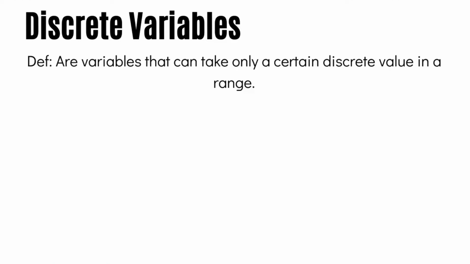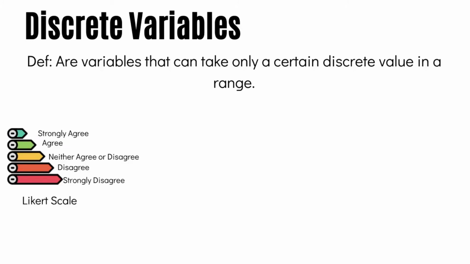Let's now look at discrete variables. Discrete variables are any variables that can take only certain values in a given range. Discrete variables are therefore countable in a finite amount of time. A good example of a discrete variable is a Likert rating scale, which is very commonly used in psychology research that, for example, uses questionnaires in its data collection process.